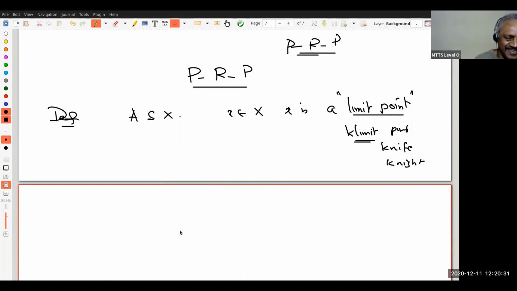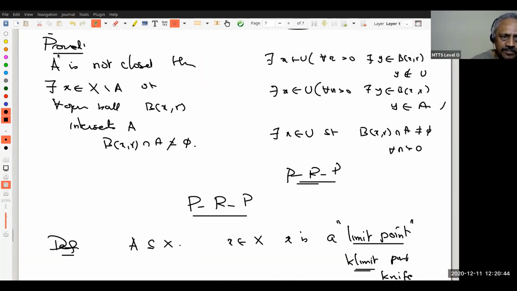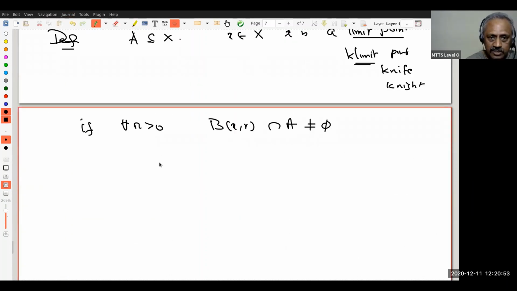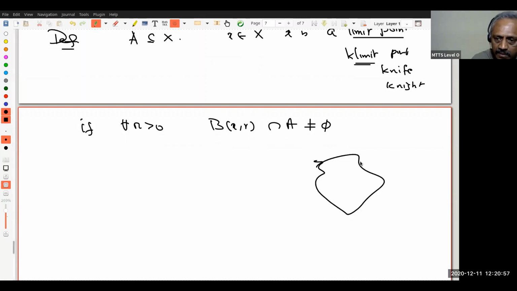Look, this is a limit point if for every R positive, B(x,r) intersection A is not empty. That's all we did. You see that? If A is not closed, then there is an x such that every open ball intersects A. Those balls are very special. See, it's something like this. This is a picture. I take any open ball, however small, you can see it has to intersect A.